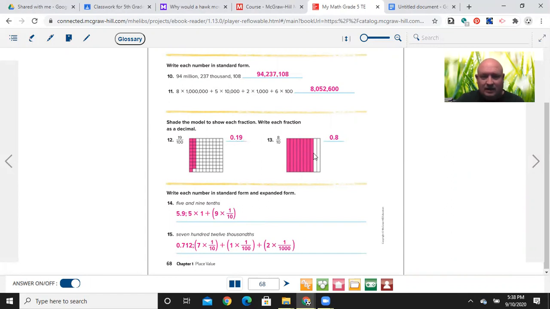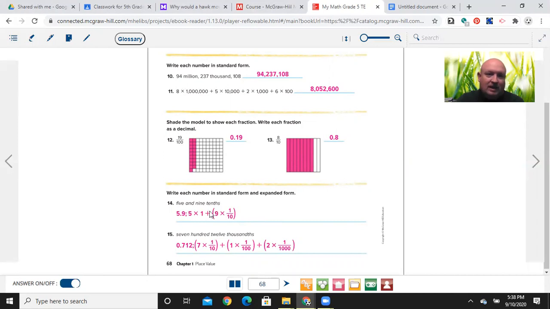Over here we have 8 out of 10, or 8 over 10. So that tells me I need to color in 8 of these columns. Tells me how many tenths, because these are tenths columns. 0.8. All right, write each number in standard form and expanded form. Make sure you see these ands, although I'm going to probably try to avoid those on the test. During the MyMath, it might ask you to write it multiple ways.